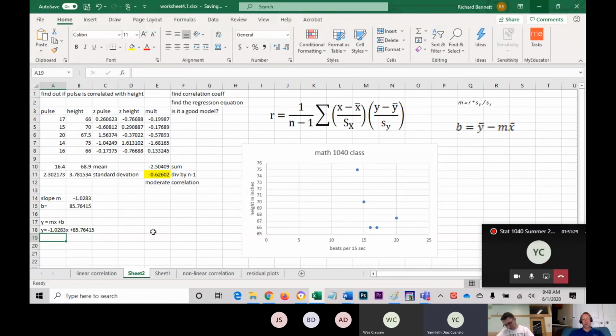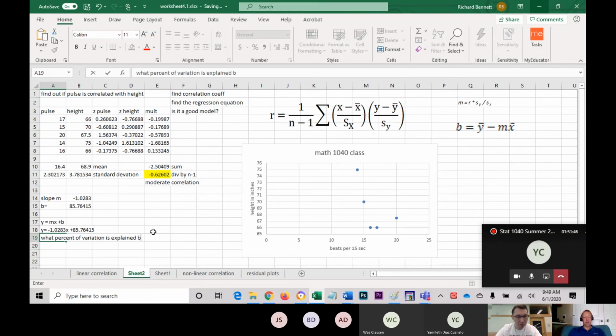Okay. Now we have to ask if it's a good model. Is this a good model? Maybe I shouldn't ask it that way. Let's ask it this: what percent of variation is explained by this model? I'll ask that question. And I have to go back to Ali again because it's your turn.